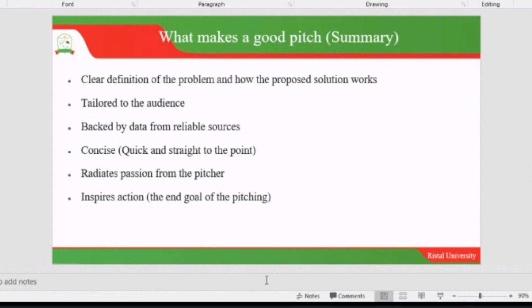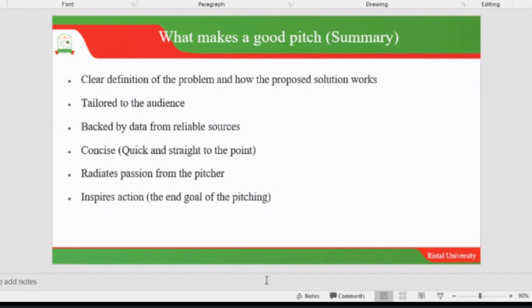And this, of course, comes from all the above points: defining your problem very well, showing how your solution is going to work clearly, understanding what motivates your audience and their preferences, backing your pitching with relevant and reliable data, but also making your pitch quick and straight to the point, and showing a lot of passion during the pitching.